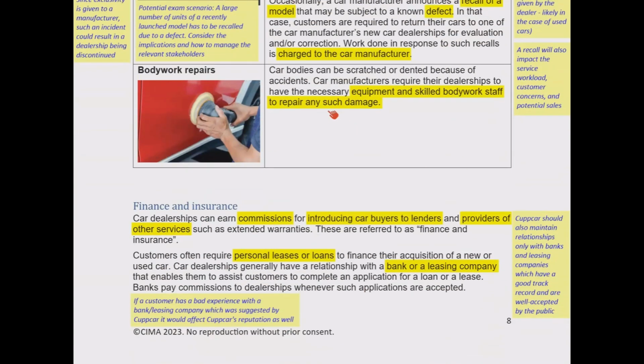Now, a final aspect that goes on within a dealership is bodywork repairs. This would be fixing paint, scratches, fixing dents in the car. So having skilled bodywork staff to repair that kind of damage. And again, that could be required if a customer has some form of an accident. What I'm thinking about that is that it requires a very different setup in terms of the workshop space. This is about spraying paint on a car.